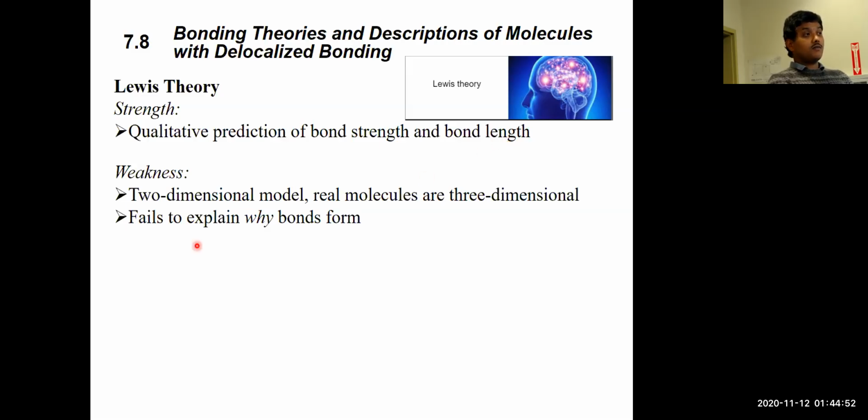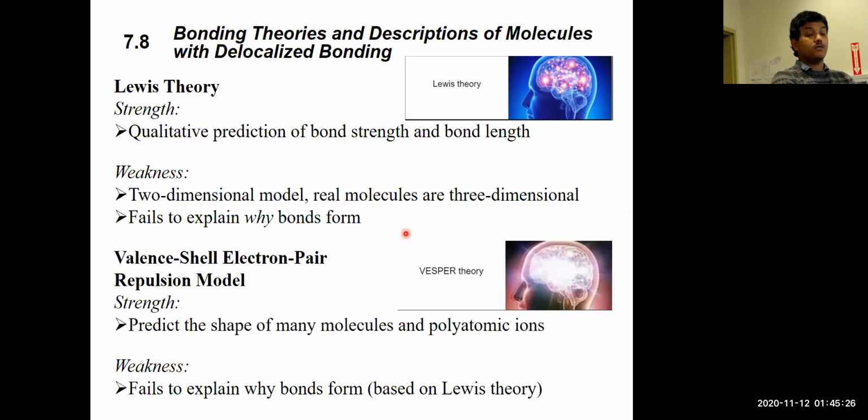And the weakness of Lewis theory is that it is a two-dimensional model, because you draw structures in two dimensions. Real molecules are actually three-dimensional, right? You just write them all in a plane for Lewis structures, and it fails to explain why bonds form. Although everything that you drew is a correct Lewis structure, it doesn't talk about why bonds form. It just talks about how to make bonds between atoms, right? So Lewis theory is highly useful, but it doesn't quite say why those bonds are formed. That's why we have more theories.